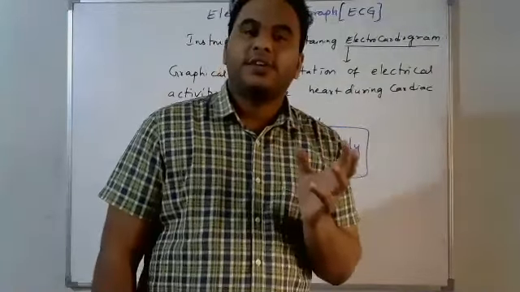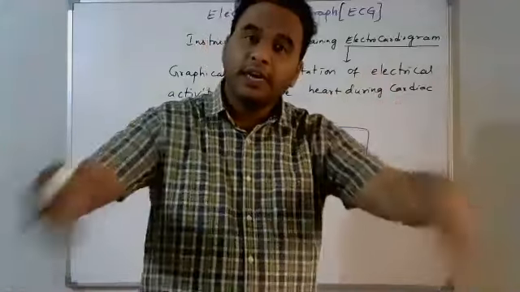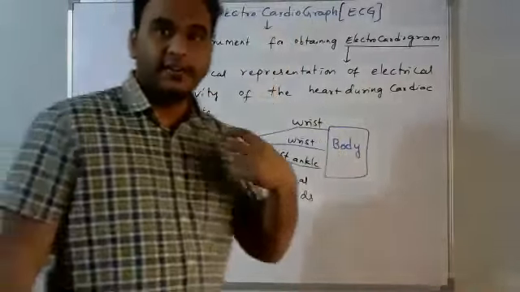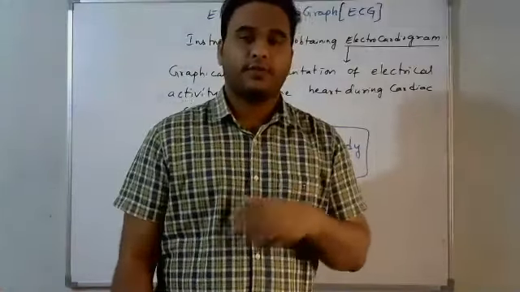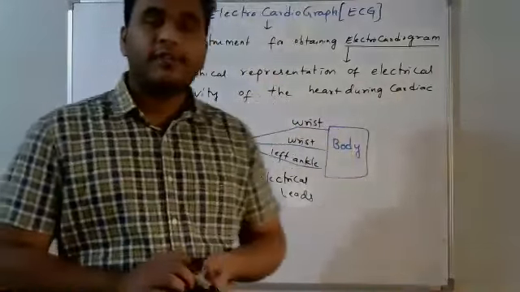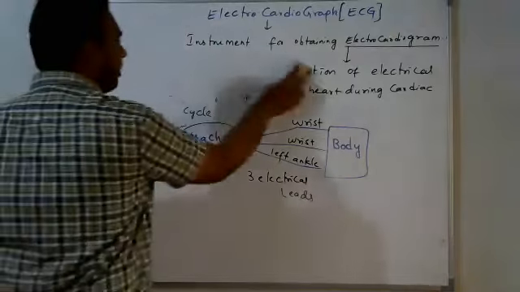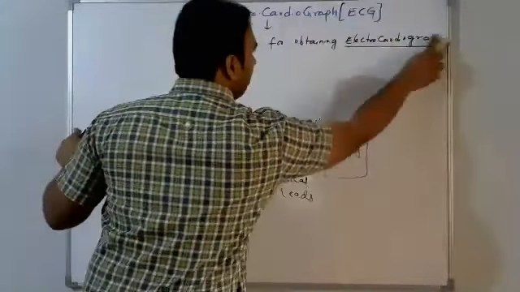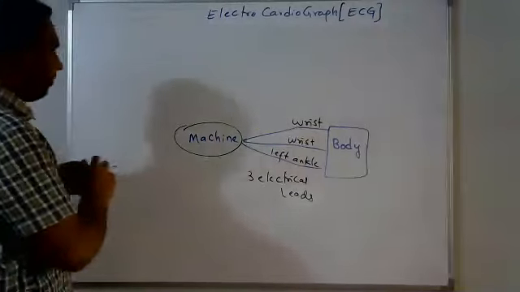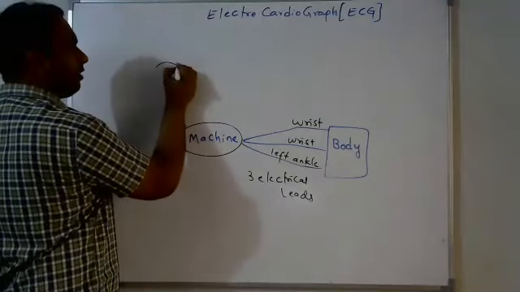And for a detailed evaluation of the heart's function, multiple leads are attached to the chest region. To know more about the electrocardiogram and how it is graphically represented, we will look at the electrocardiogram of a normal, healthy person. So this is the first wave.